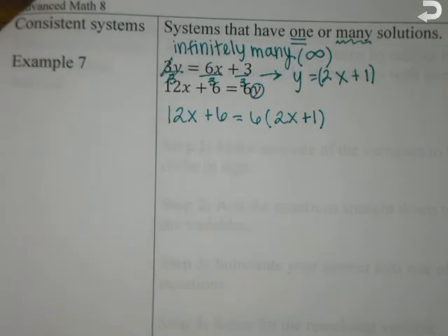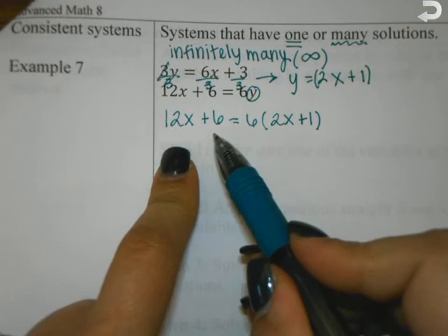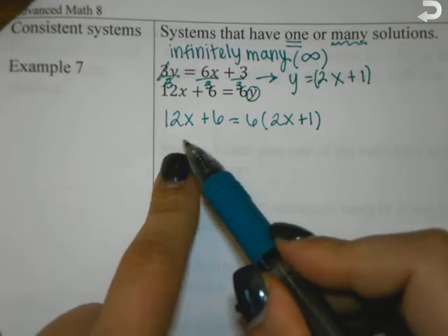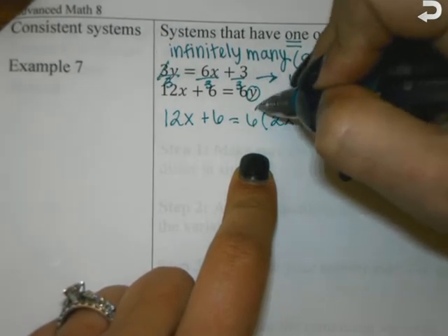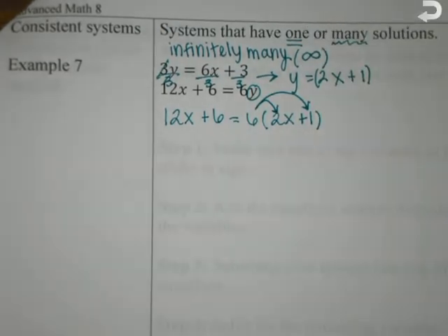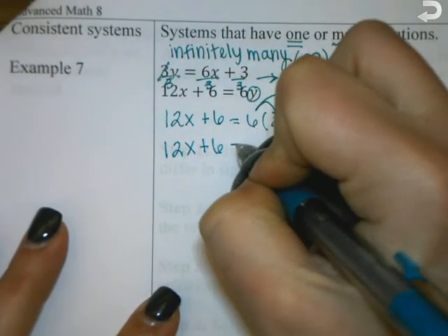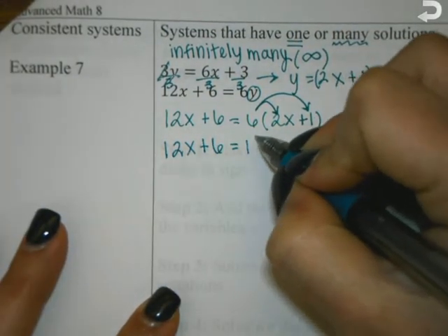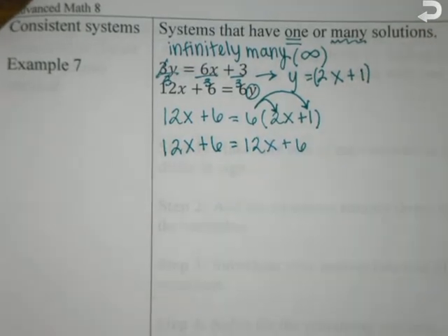Look at the left-hand side. Is there anything for me to do right now? Like multiply or combine like terms? What about on the right-hand side? Distribute. So distribute. So that's 12x plus 6 equals 6 times 2x is 12x, and 6 times 1 is 6. Oh my gosh. What do you think is going to happen? It's going to be 1. It's going to be 1?